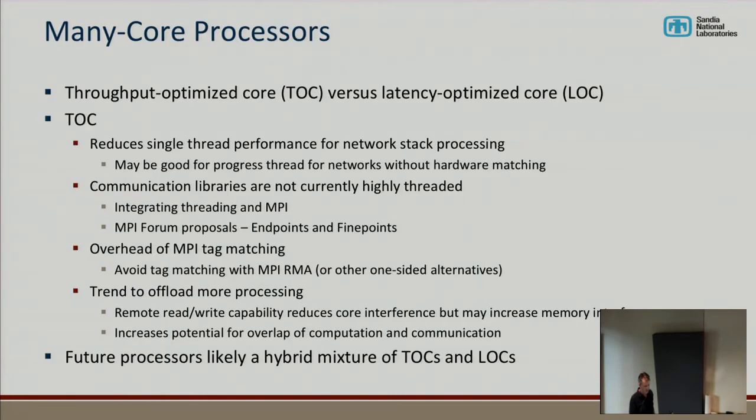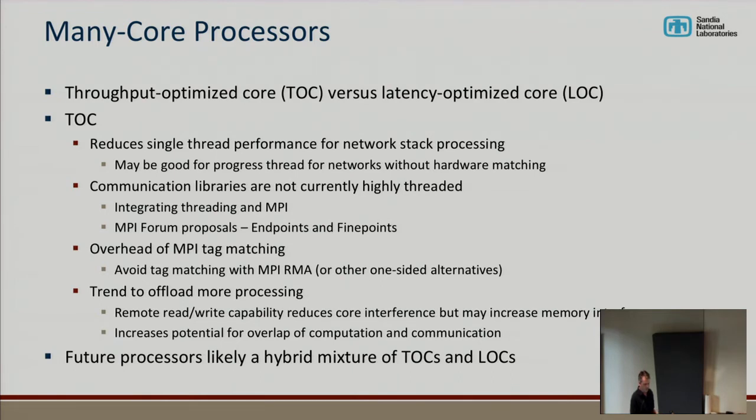So let me throw out some slides on exascale interconnect trends. Many core processors, throughput optimized versus latency optimized. This is one of the hardware things that's really affecting a lot of what we do in the interconnect space and the programming model space and the application space. Throughput-oriented cores, so you don't have single-thread performance. This may be good for a progress thread for networks that don't have hardware matching.